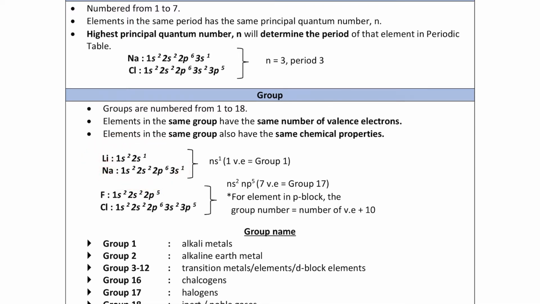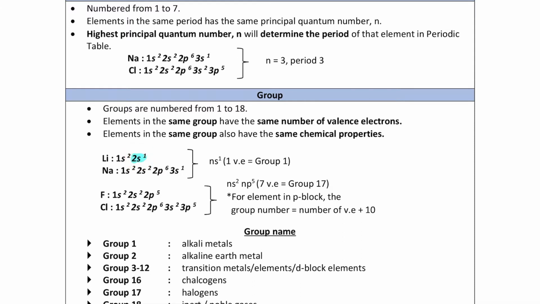Lithium and sodium. As you can see, lithium has 2s1 as its valence electronic configuration. So how do I determine the valence electronic configuration? It is easy. You look here, the highest principal quantum number is 2.